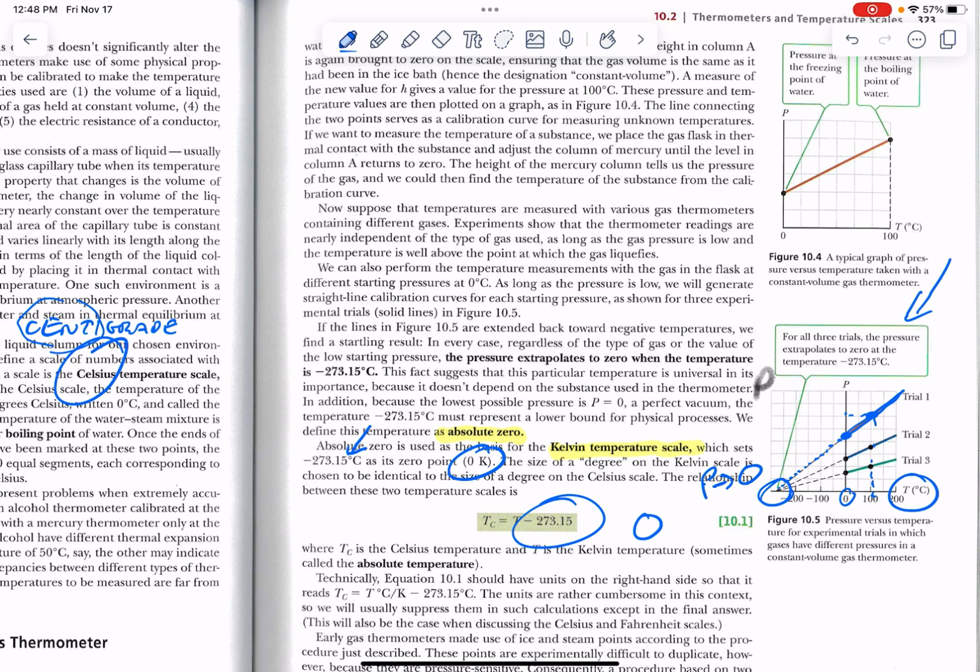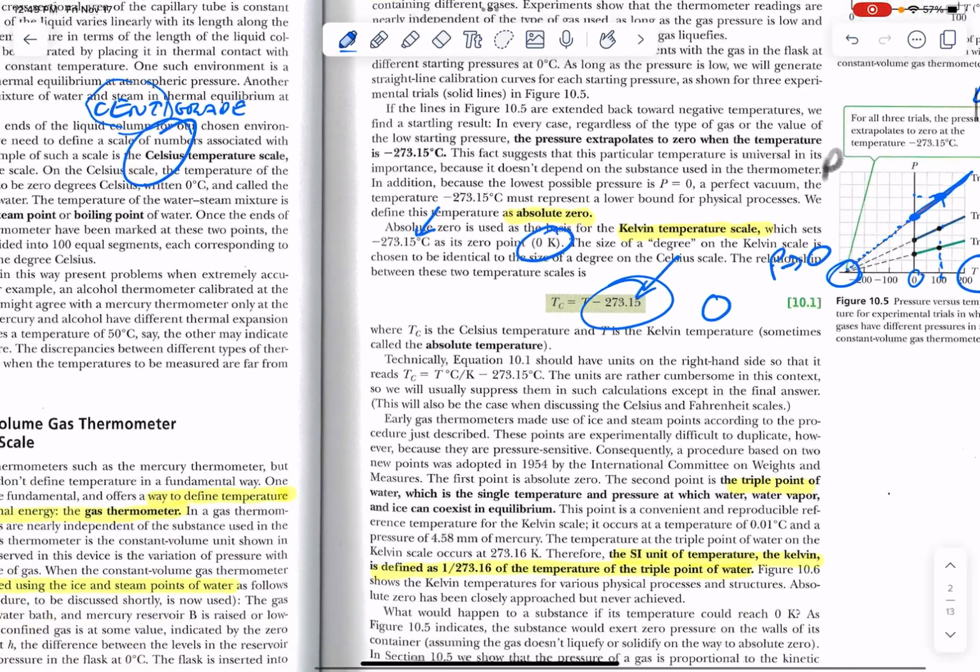And each degree on the Kelvin scale is called a Kelvin. So at absolute 0, we have 0 kelvins. At freezing, we would have 273.15 kelvins. At boiling, we would have 100 degrees more than that, 373.15 kelvins.